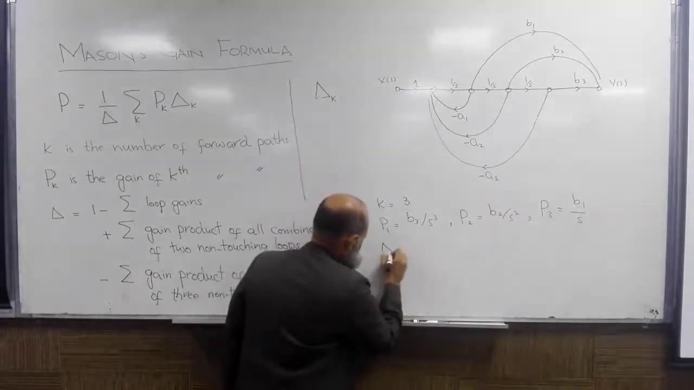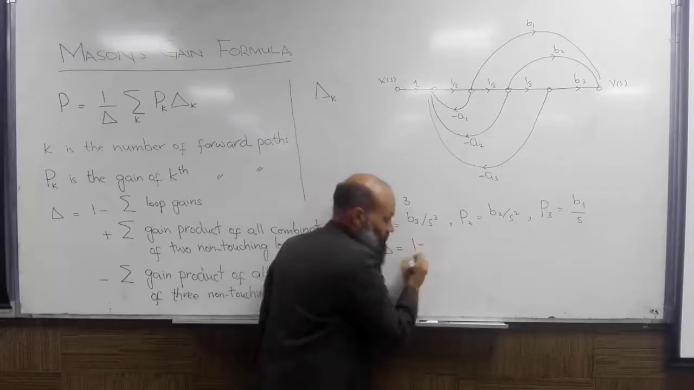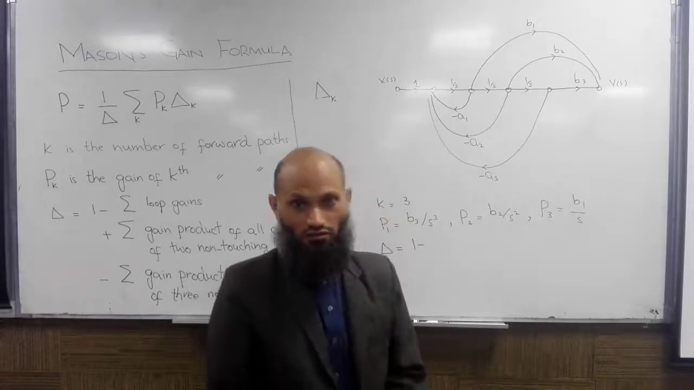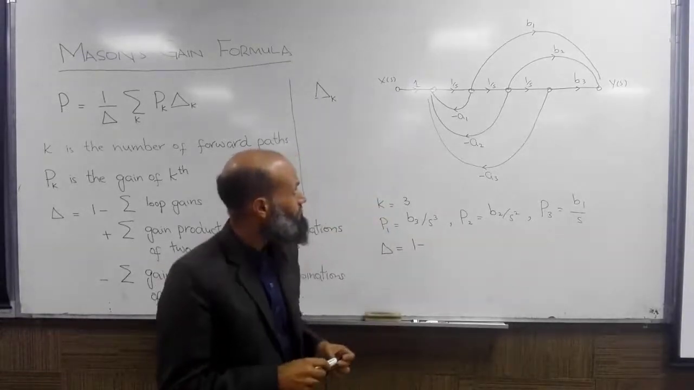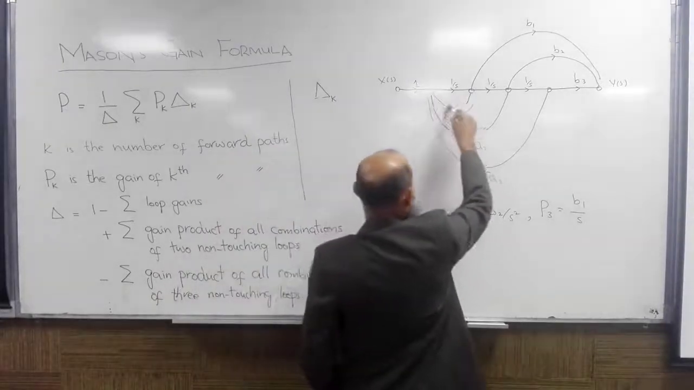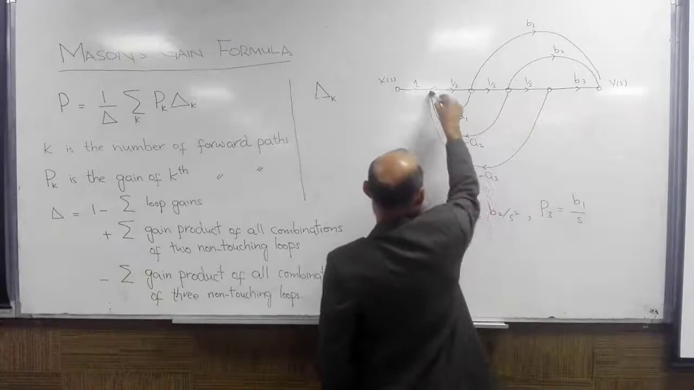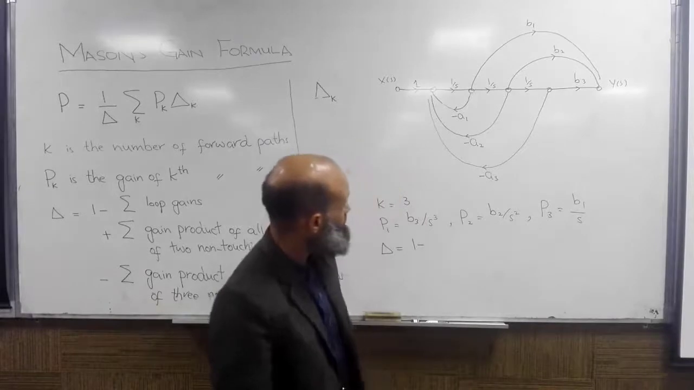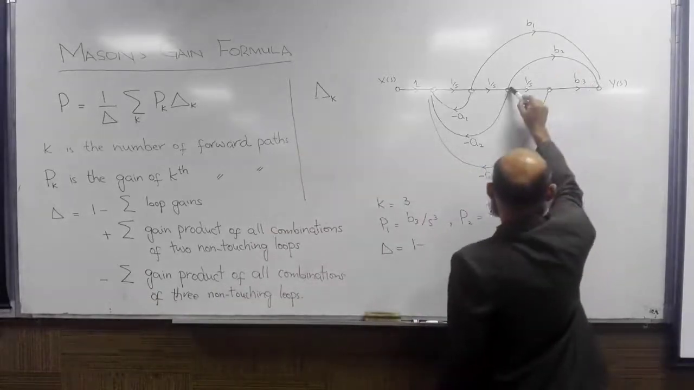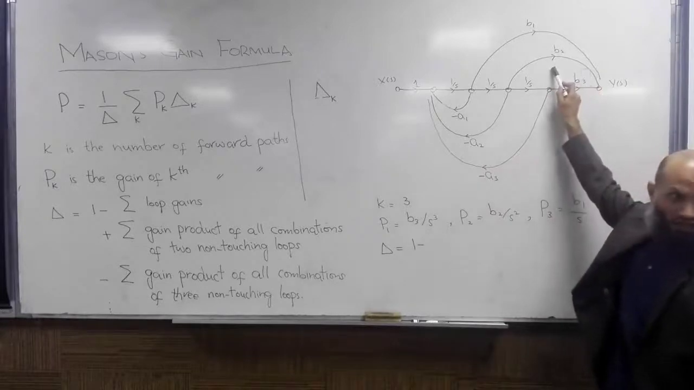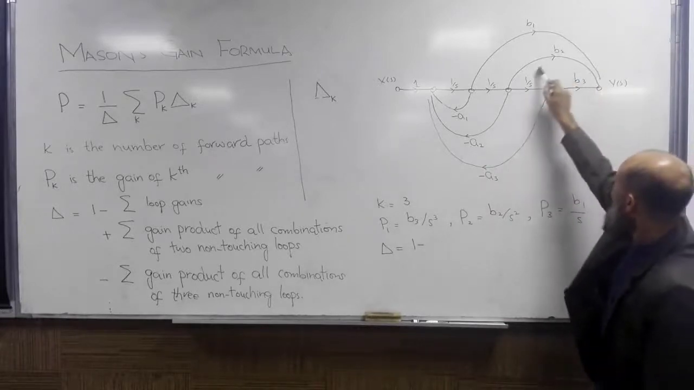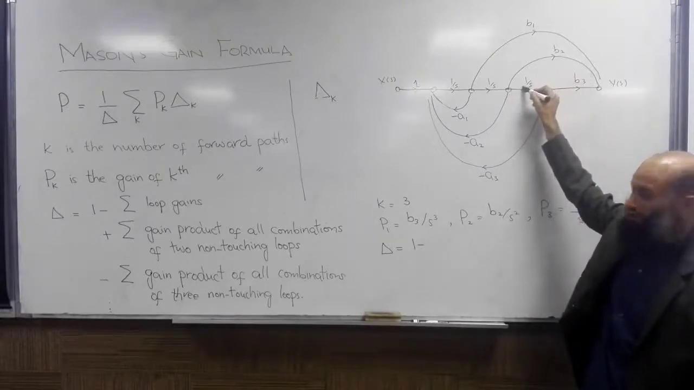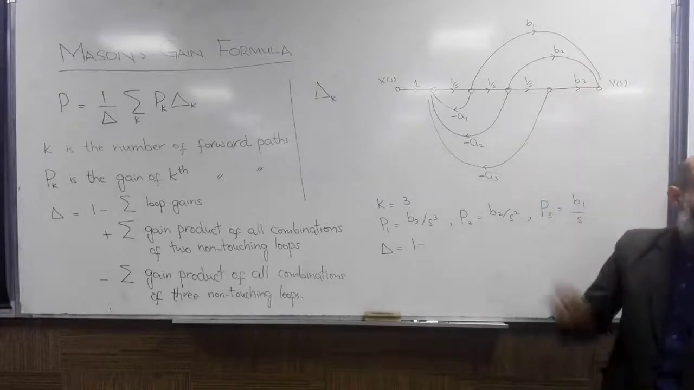What is delta? Delta is 1 minus sum of loop gains. How many loops are there? Here is one loop, here is second loop, and here third loop. What else? This is not a loop. We cannot move against the direction of arrows. So this is not a loop. Loop is a closed path. You start from this point and come back to this point following the direction of arrows, then that is a loop. So there are 3 loops.